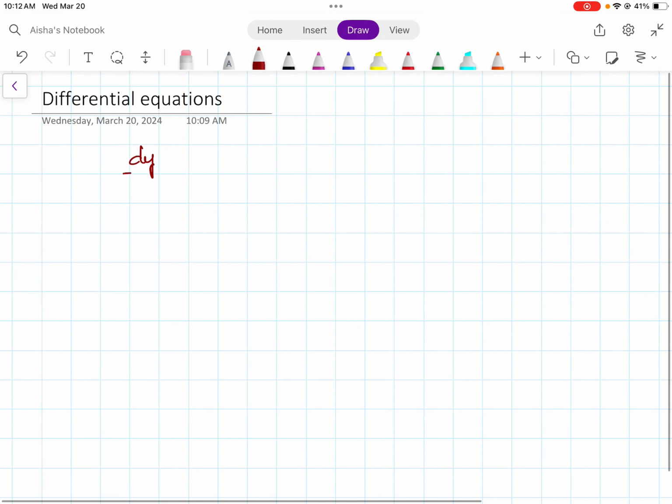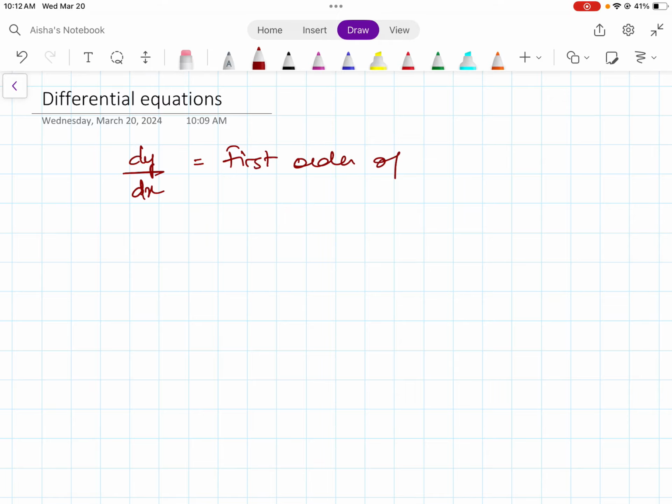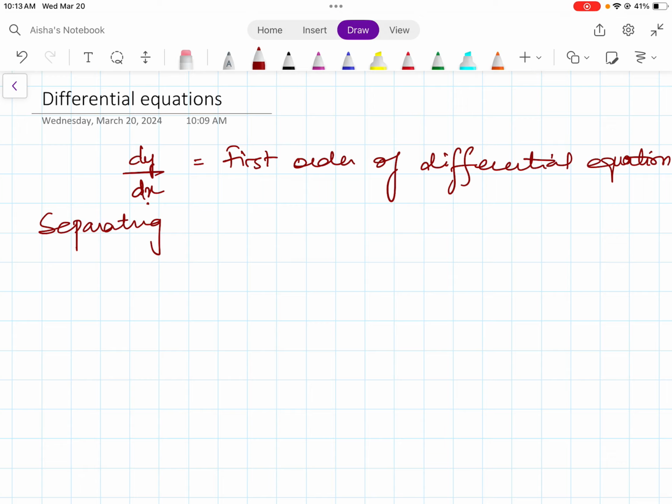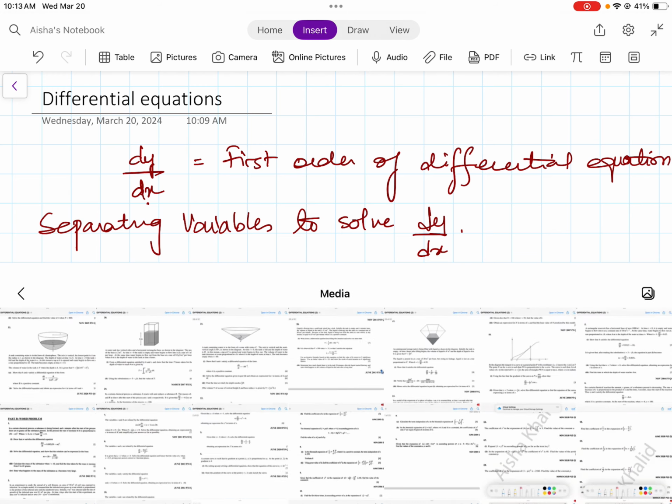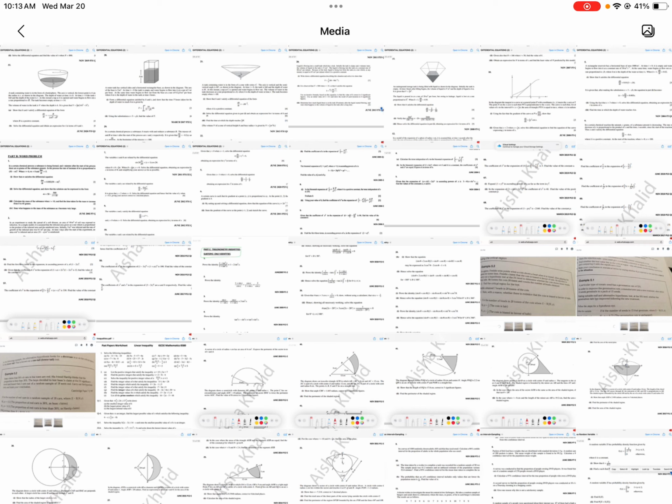dy by dx is generally called the first order, and the only technique that we will learn today is going to be separating variables to solve. Now how do we go about it? Let's look at that. I'll teach you this concept with the help of questions.